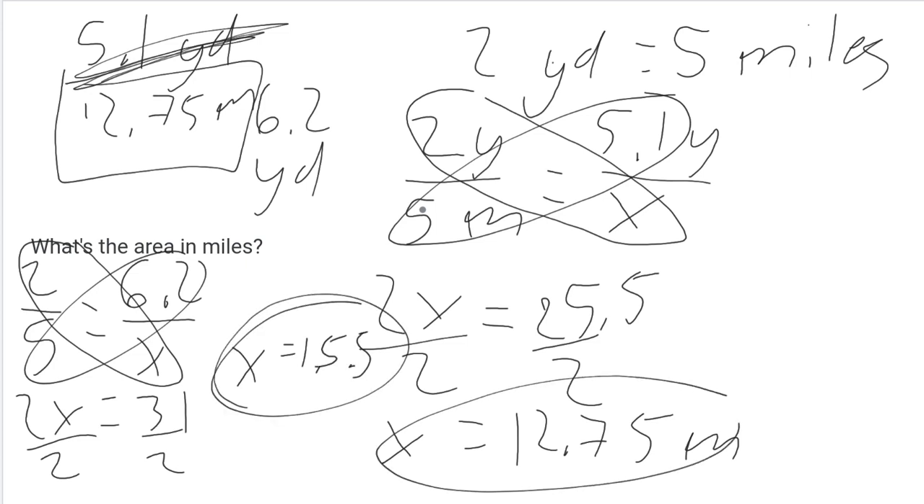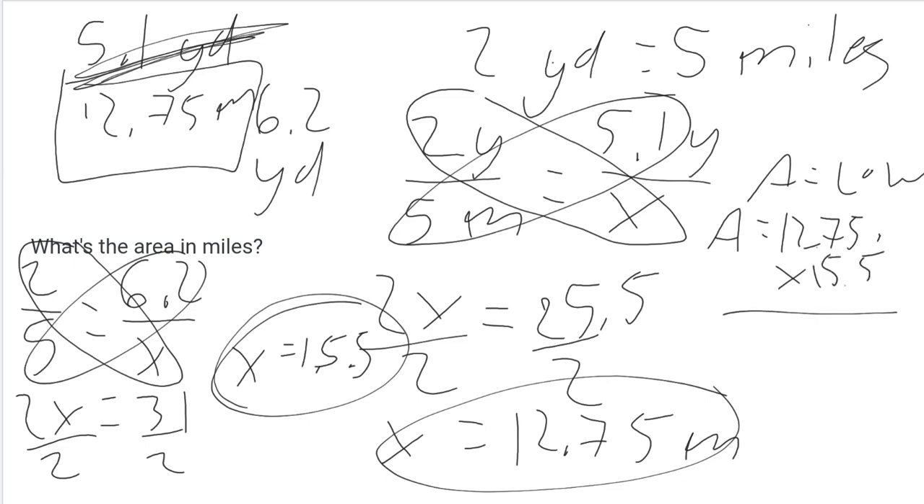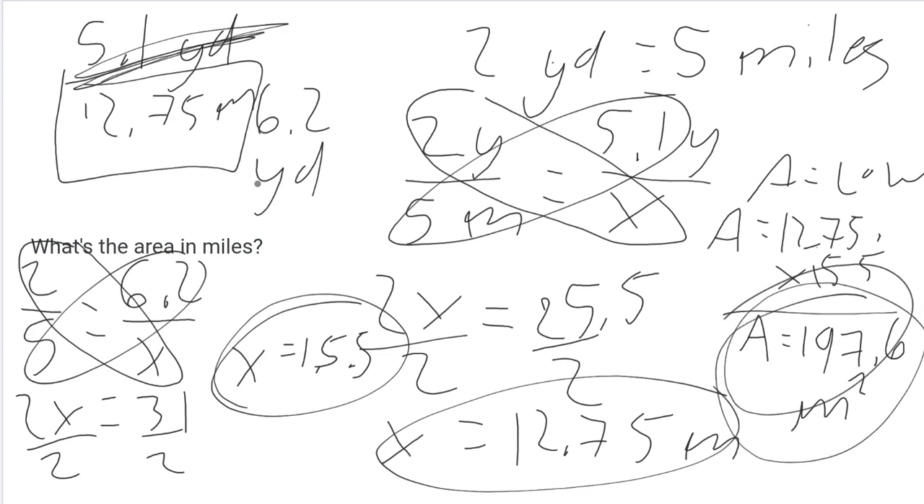So to find an area of a rectangle, area is length times width, I would do the 12.75 times the 15.5. To find the area is 197.6 miles squared. Squared because there's miles in this direction and this direction. So this would be my final answer.